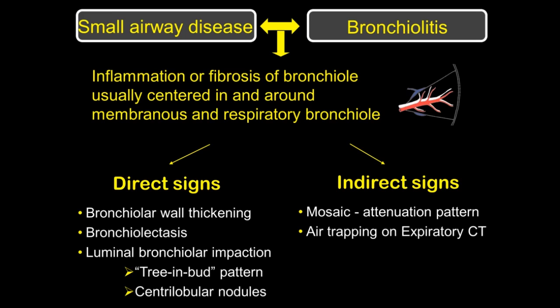Direct signs include bronchiolar wall thickening, bronchiectasis, luminal bronchiolar impaction, including both centrilobular nodules and tree-in-bud pattern. Indirect signs include mosaic attenuation pattern in inspiratory CTs and air trapping on expiratory CT.